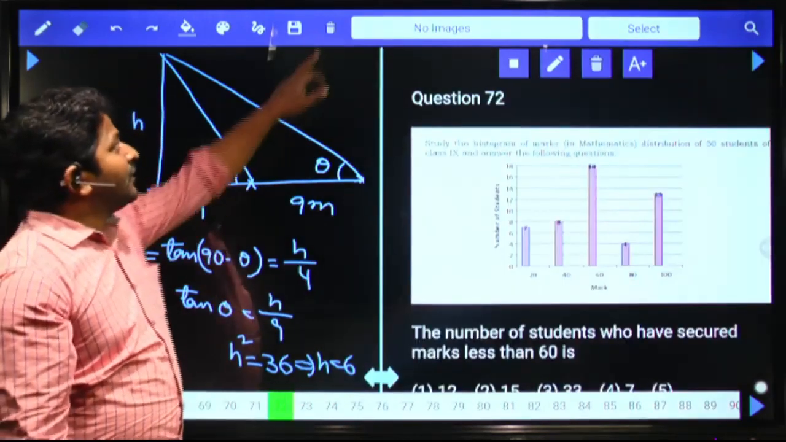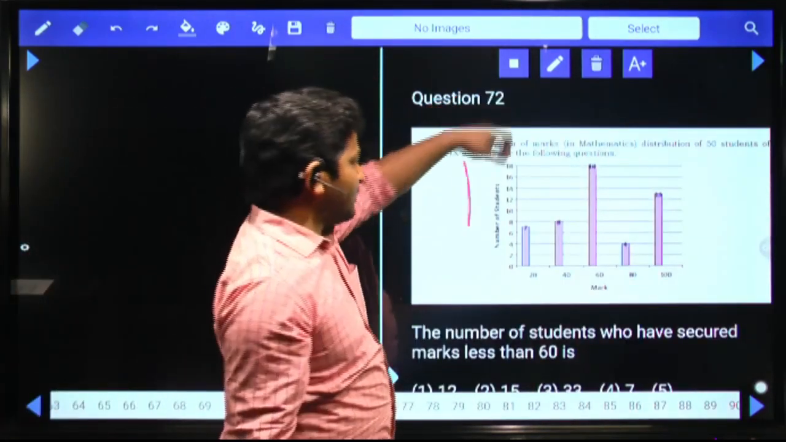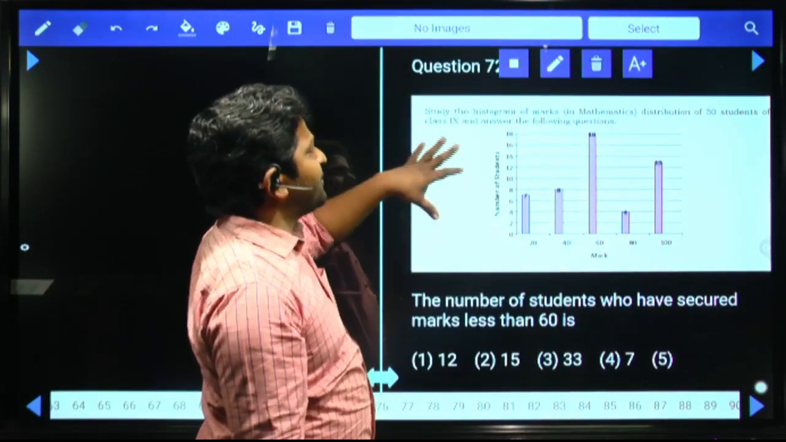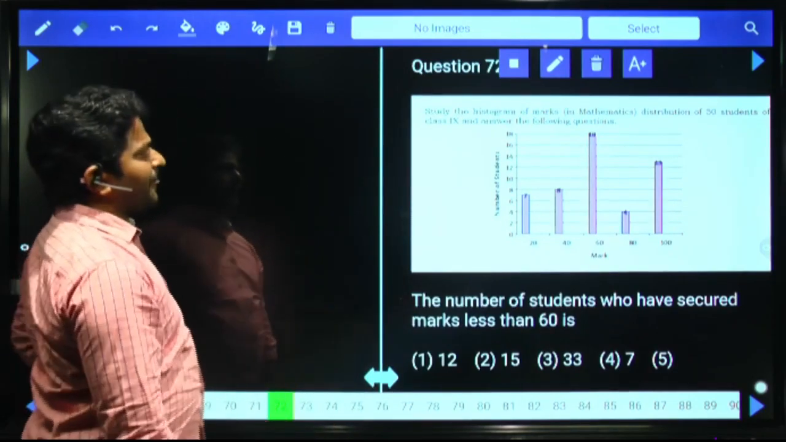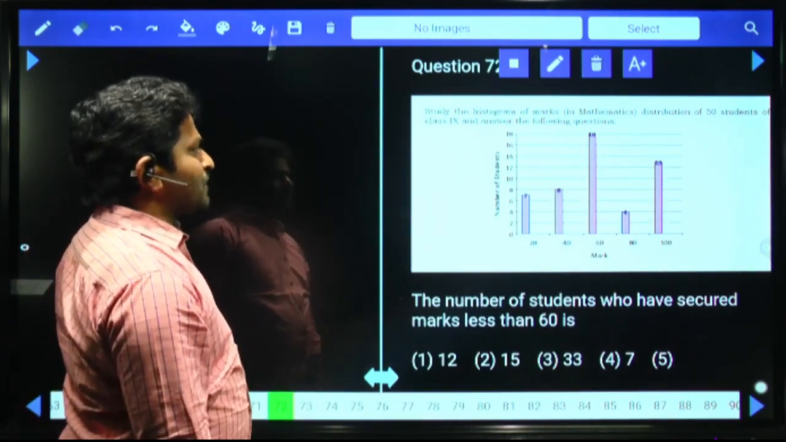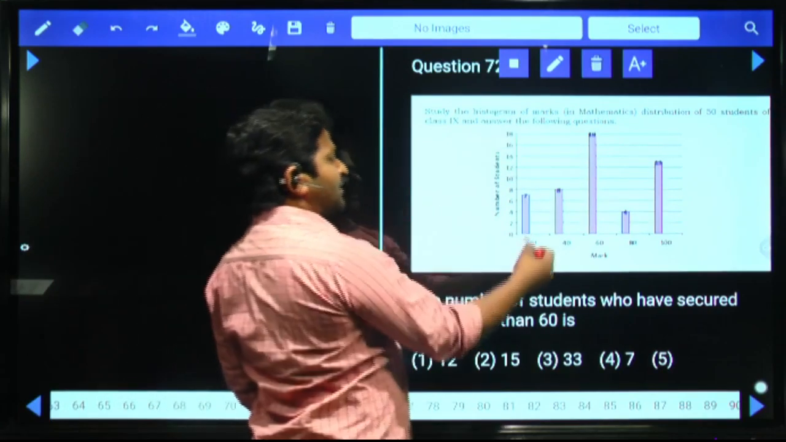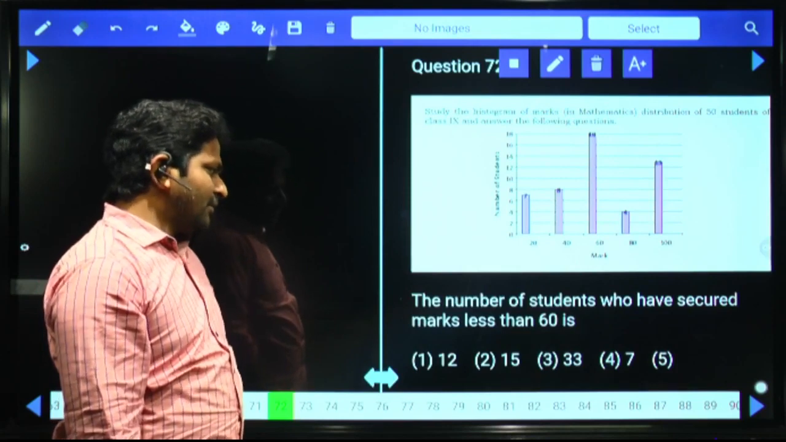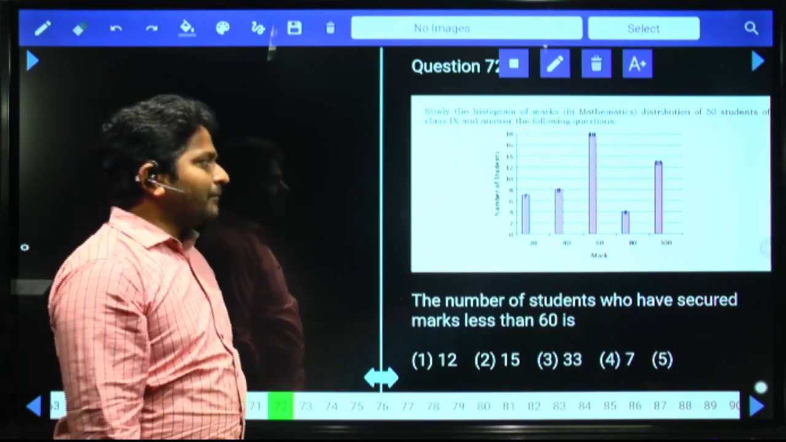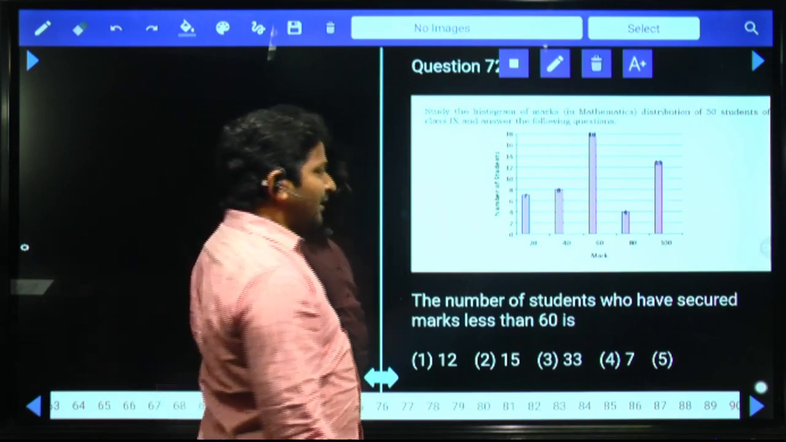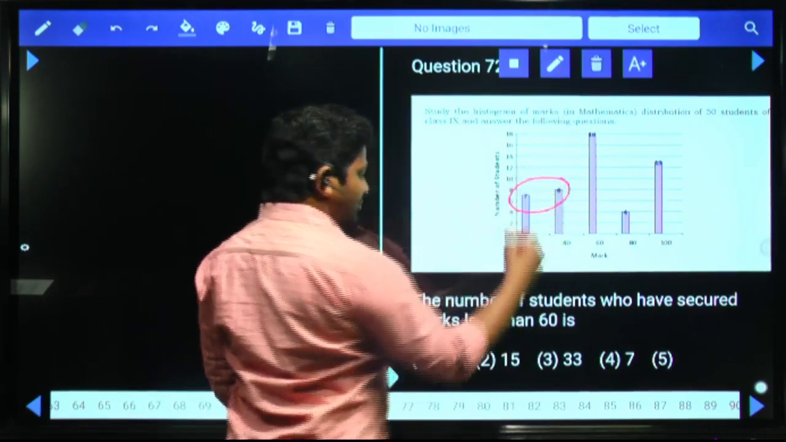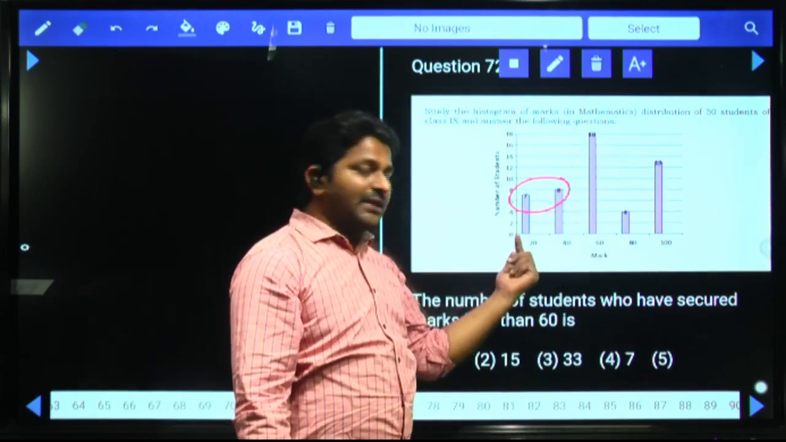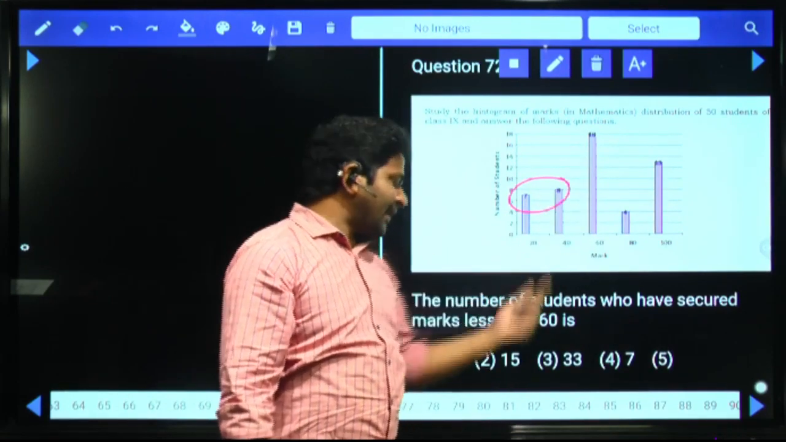Next, we have data analysis. This data is regarding the distribution of marks of 9th class students, with number of students on the y-axis and marks on the x-axis. Number of students who have secured marks less than 60. Less than 60 in the sense we should consider these two only. 60 marks is the benchmark here, and we have to consider the people who got less. 7 and 8, total 15.